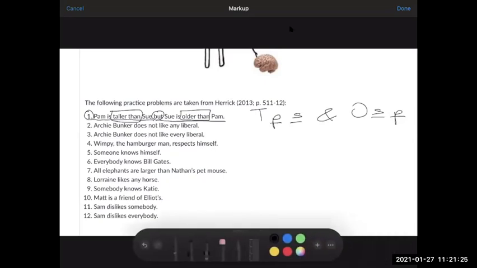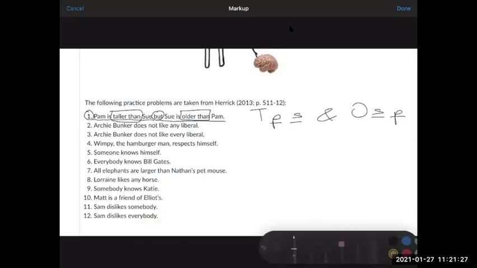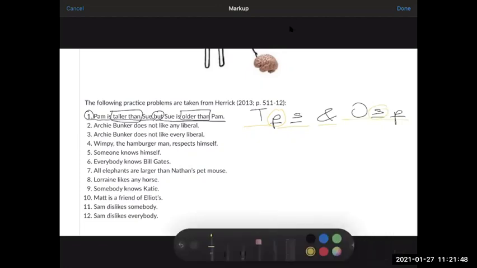So the way that I read relational predicates is, well, let me just show you how I read this whole sentence. Pam is taller than Sue. I kind of start in the middle and then go left to right, kind of like reading conditionals. And Sue is older than Pam. So that's how I read these. Okay, let's do another one.